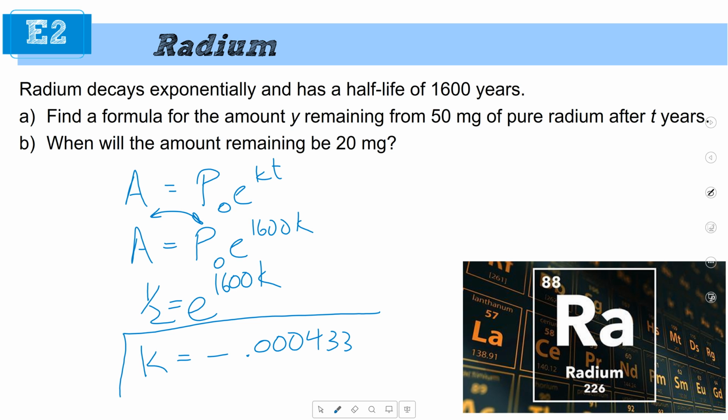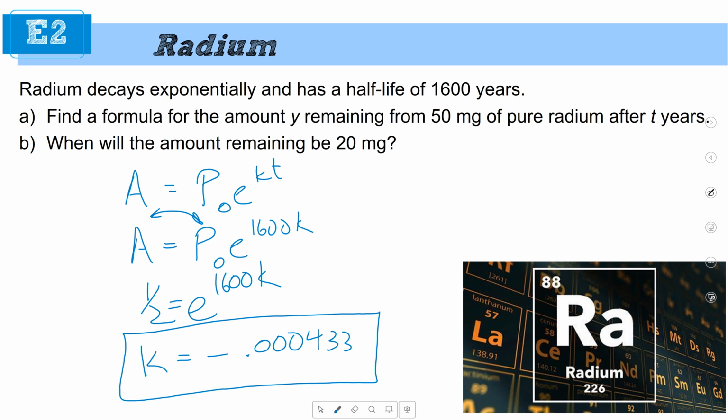This value that we just calculated applies to all radium. Every element that decays has a decay constant that is associated with it. I'm sure you learned this in chemistry, right? No? What is going on with this place? Unbelievable. All right, let's answer some questions.